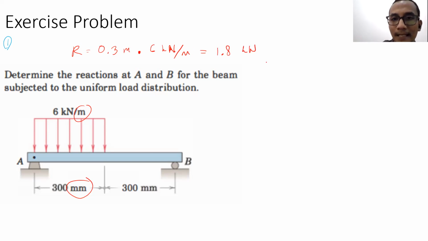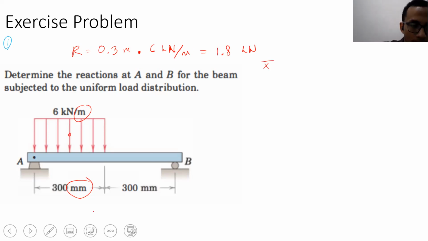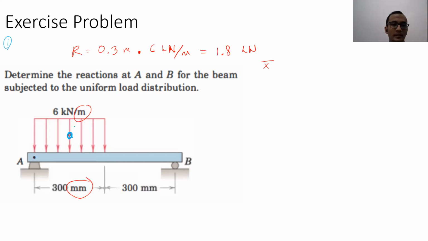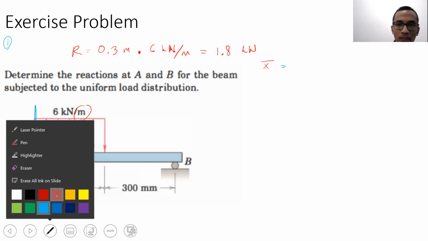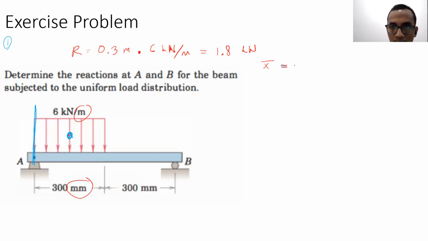Now, the location, because it's a rectangle, just divide by 2. So it's supposed to be exactly in the middle, right? Yes, so it's 150 millimeters. The centroid is exactly in the middle there, 150 millimeters from the left. So if this is our origin, X there is supposed to be 150 millimeters.